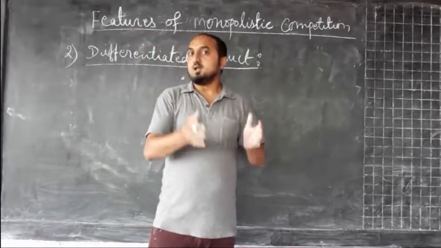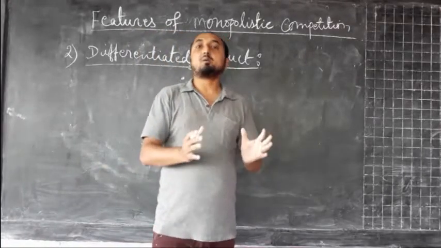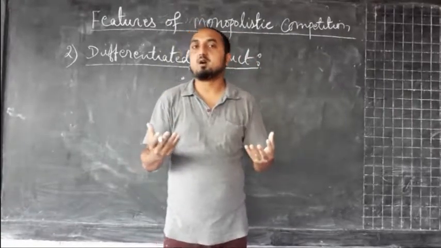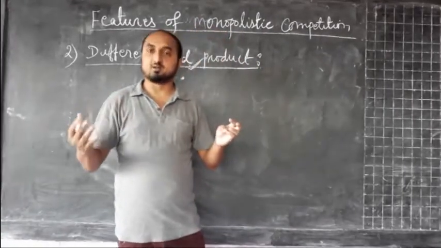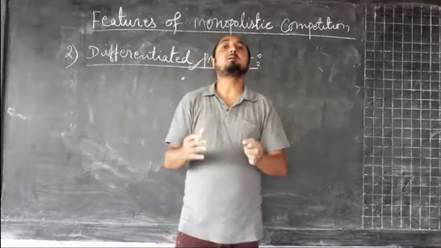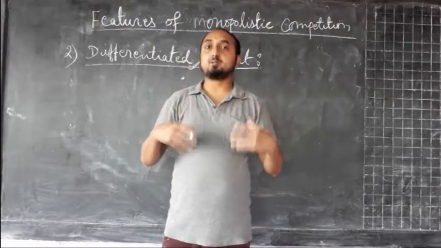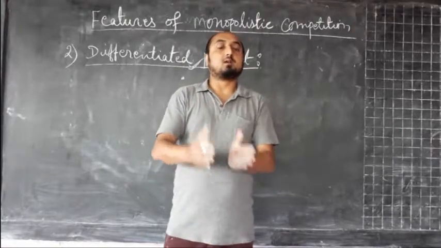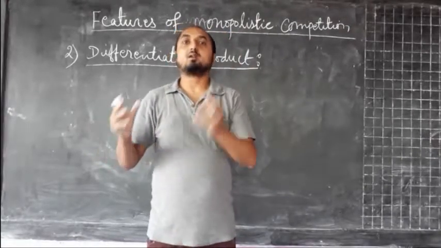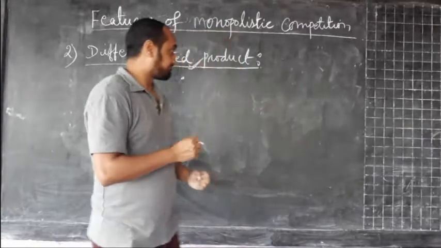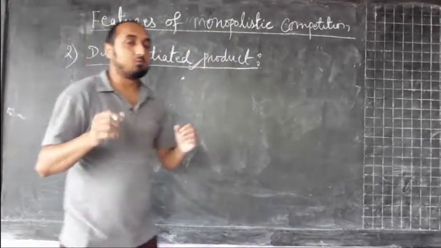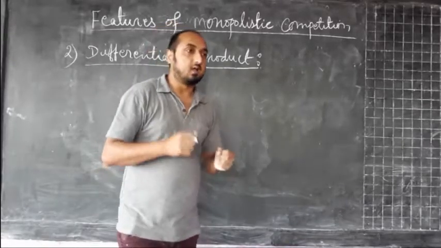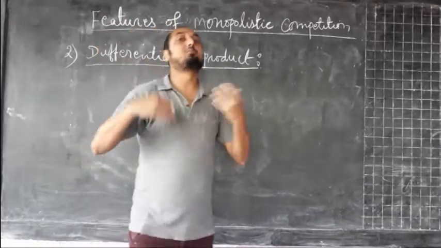Once again, in this type of market, the products available are differentiated products. Whatever the different firms produce, that product will be different from their competitors'. Now I'll give you one example of how we can see that these products are differentiated. Let's take the example of toothpaste.